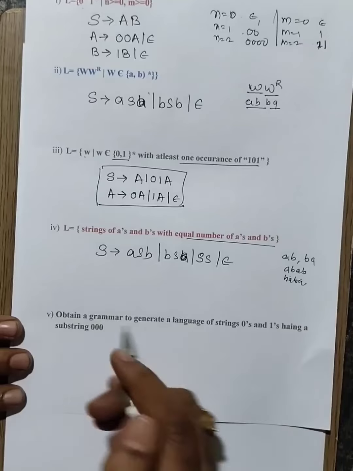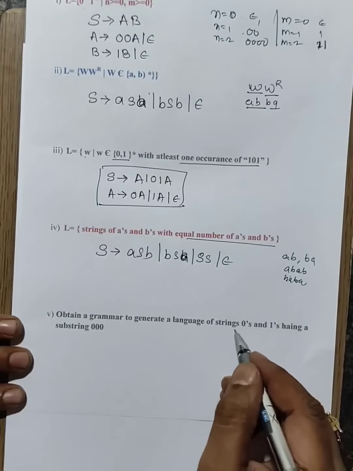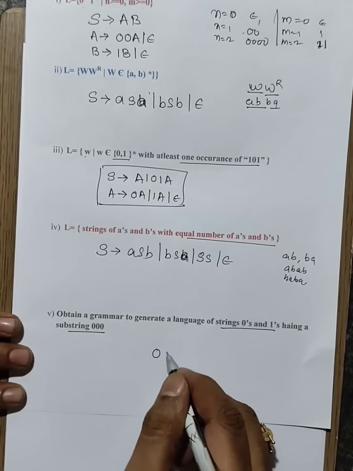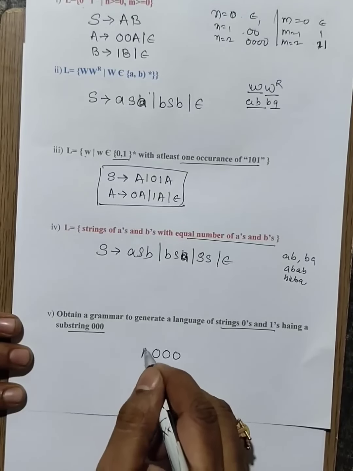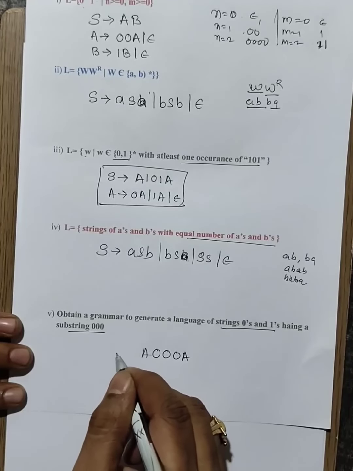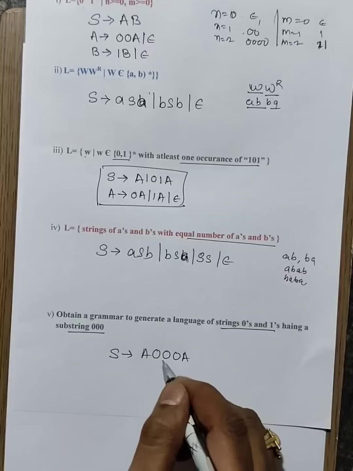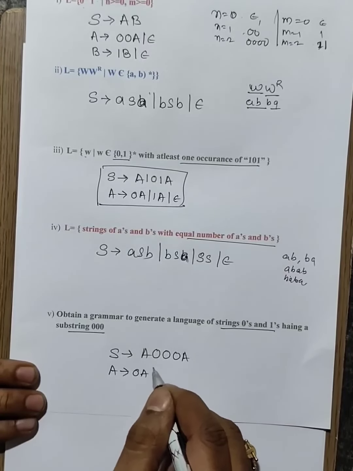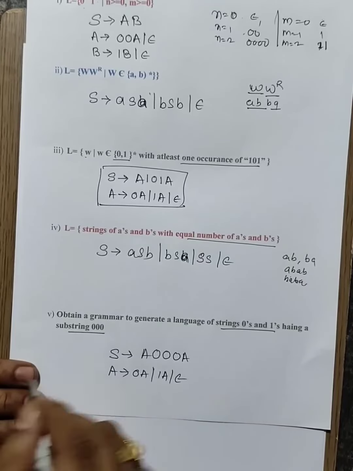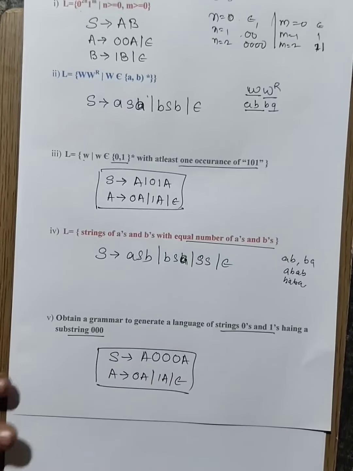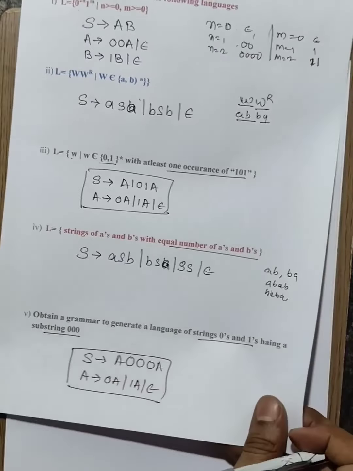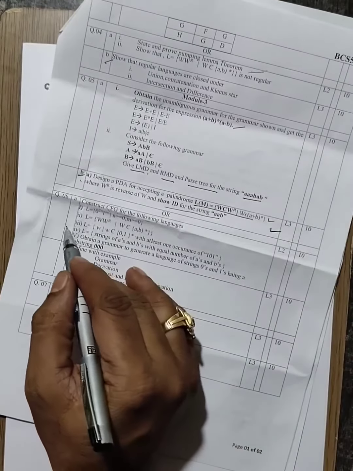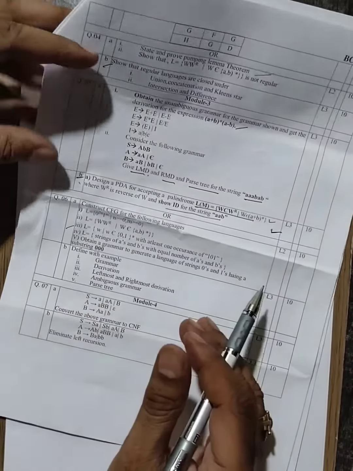Next question: obtain a grammar to generate strings of zeros and ones having the substring 0 0 0. Before this, you can take anything. S produces A 0 0 0 A. What is A? A can produce 0 A, or 1 A, or epsilon. Before or after, you can take any combination of 0 and 1. This question number 6 is over.